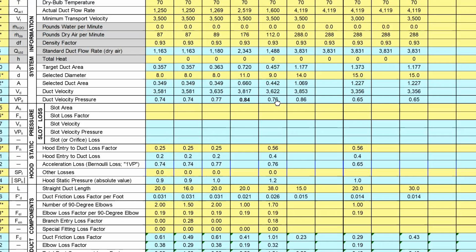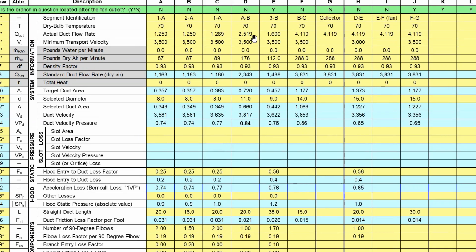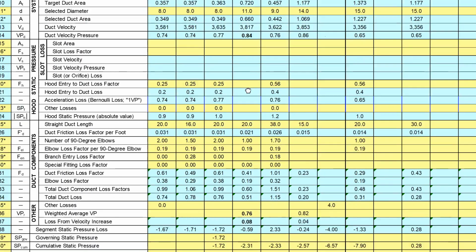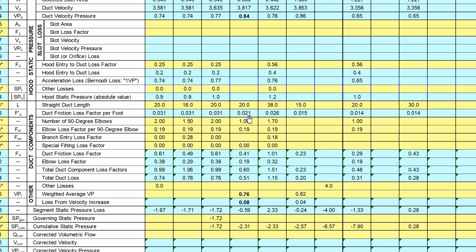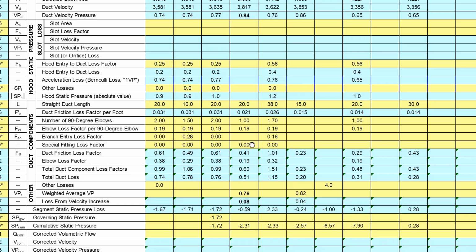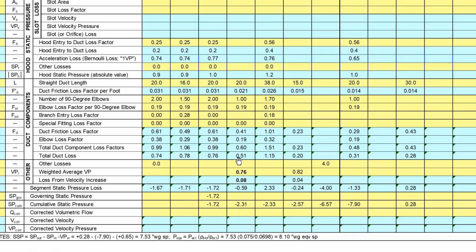So let's look at line A to B. Line A to B, our flow rate is 2519 CFM. Our duct diameter is 11 inches. Our duct velocity is 3817 feet per minute. Our duct velocity pressure is 0.84. We have 20 feet of duct. We have one 90-degree elbow. We go through our calculations and we find that our duct segment loss is 0.51 inches of water gauge. So this 0.51 inches of water gauge allows for all of our losses in our main.